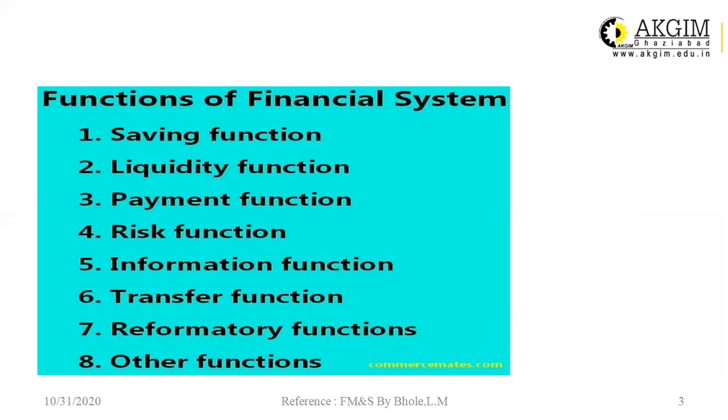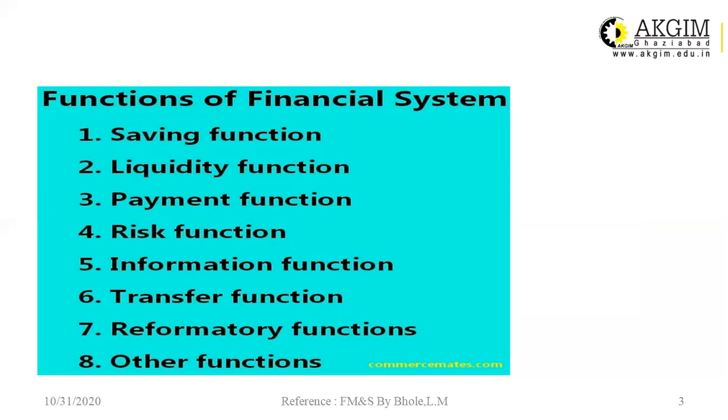Second function, liquidity. In the case of liquidity, it provides money and monetary assets for the production of goods and services. Monetary assets are those assets which can be converted into cash or money easily without loss of value. All activities in a financial system are related to liquidity, either provision of liquidity. Third function is the payment. The financial system offers a very convenient mode of payment for goods and services. The check system and the credit card system are the easiest methods of payment in the economy.